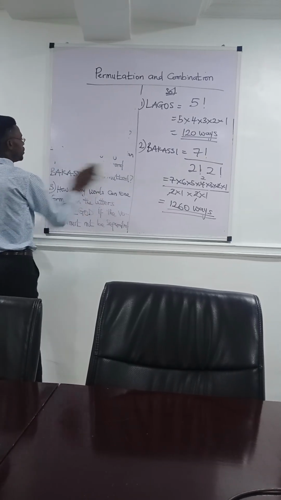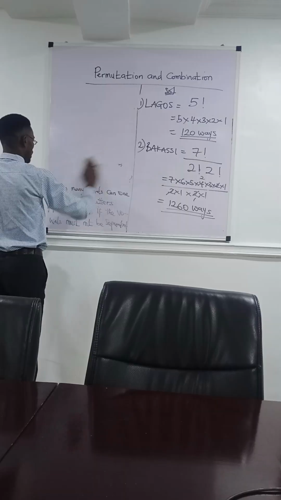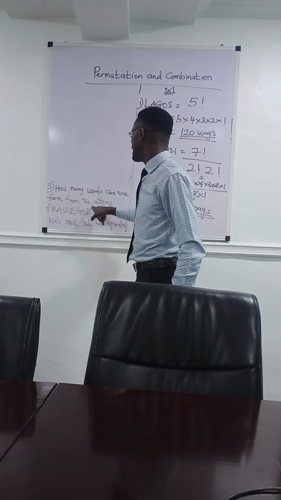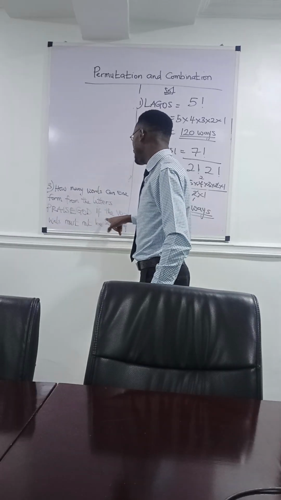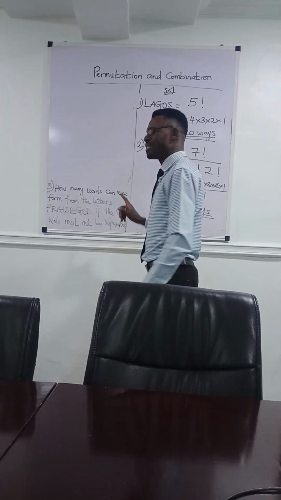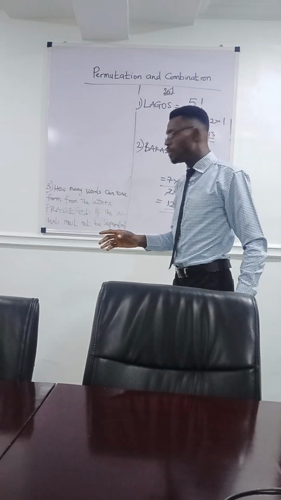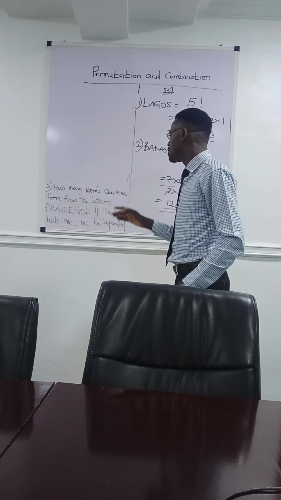Let's look at the third example here. Now look at this. It says, how many words can one form from the letters praise God if the vowels must not be separated? Now, these are permutations involving conditions, okay? If the vowels must not be separated.